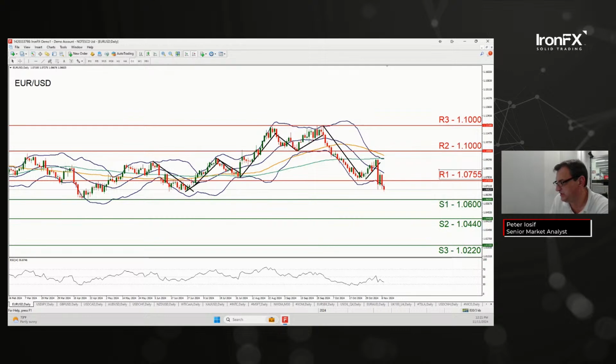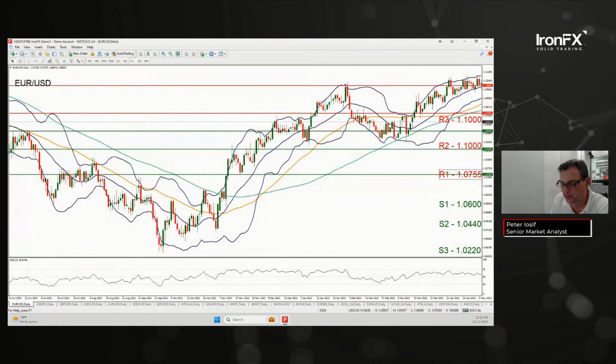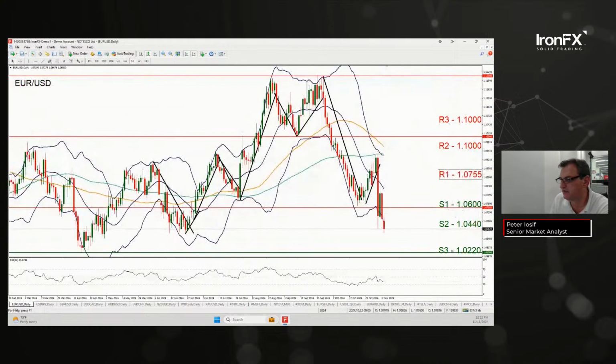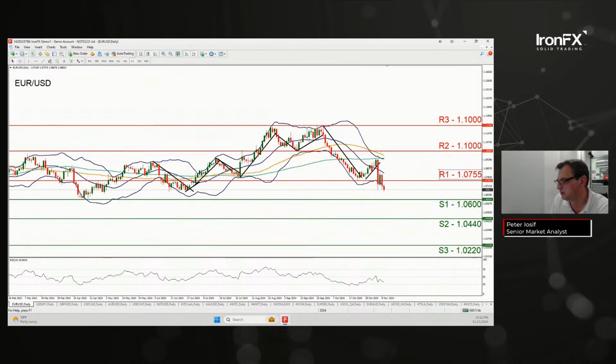And let's recheck the S2 and the S3. The S2 definitely has a valid touch, so we keep that. And the S3. Okay, that's it. Locking everything in. So we maintain a bearish outlook for the pair and set the next possible target for the bears at 1.06.